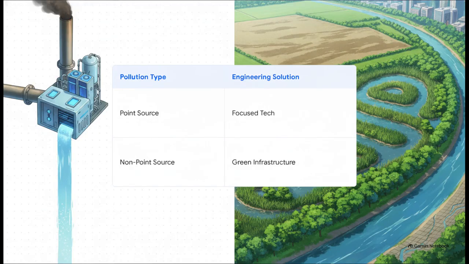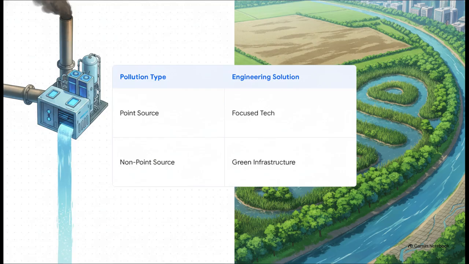Let me explain. If an engineer is looking at a point source, that single industrial pipe, the solution is going to be highly localized and very technological. You design a focused treatment facility right at the source, utilizing advanced membrane filtration, complex chemical processes, or biological reactors. But if you are tackling a non-point source, like that diffuse agricultural runoff we talked about, a high-tech filter just isn't going to work because there is literally no single pipe to attach it to.